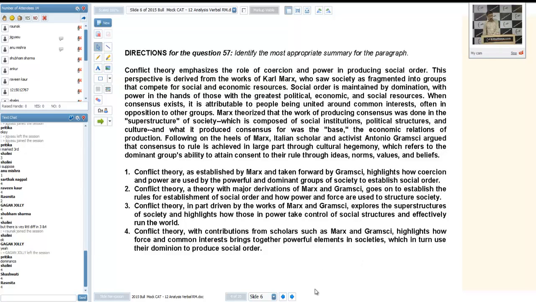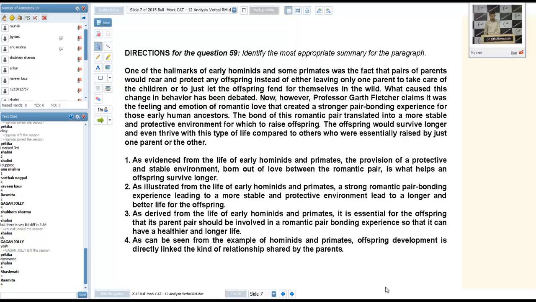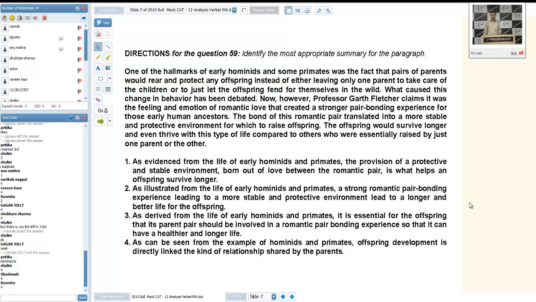Okay, guys, let's move ahead. Again, one of the summary based questions. It's question number 59. So take your time, just rush through. One of the hallmarks of the early hominids, you're talking about the early human creatures and some primates, was the fact that a pair of parents would rear, nurture, bring up and protect any offspring, instead of either leaving one parent to take care of children or just letting the offspring fend for themselves in the wild. So one of the features of our ancestors, early human beings.